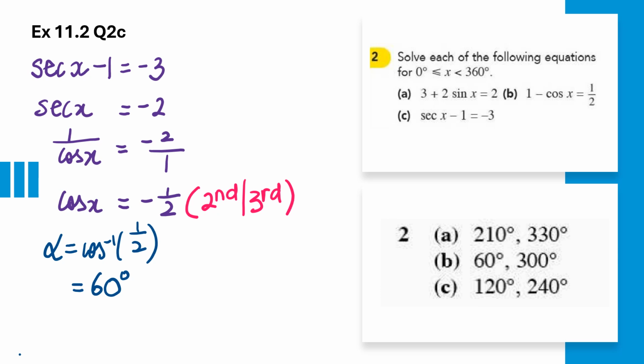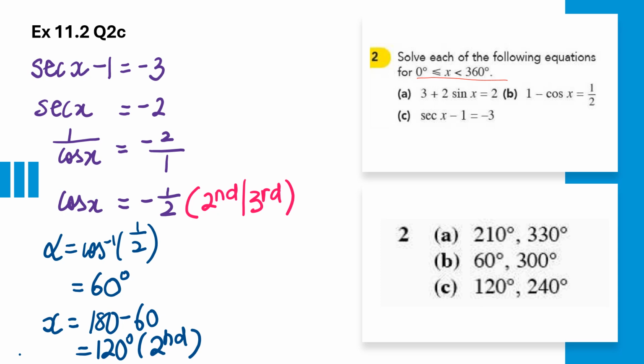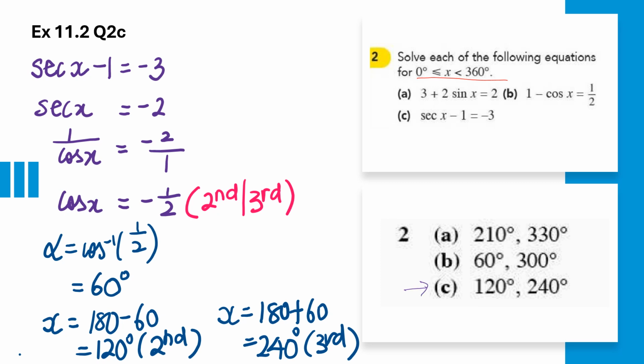Always go back to the range given. The range is between 0 and 360 degrees. That means your angle is in degrees. So that's fine. 60 degrees, don't need to convert to radian. All right, so let's look at how we get the answer from the second quadrant, which will be 180 minus 60. And from the third quadrant will be 180 plus 60. Right, so that's how we get both answers. You can check the answer here. These are all the answer keys. Okay, and you may want to try other questions as well on your own, and the answers are provided there for you to check.